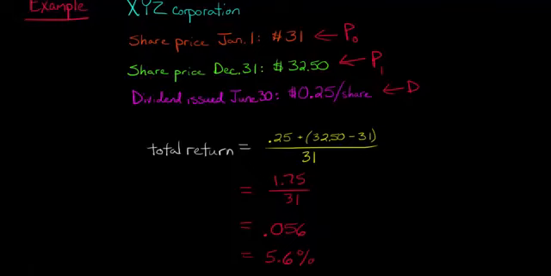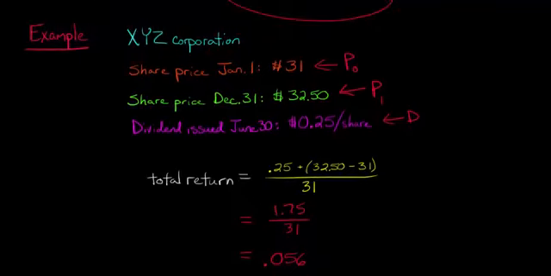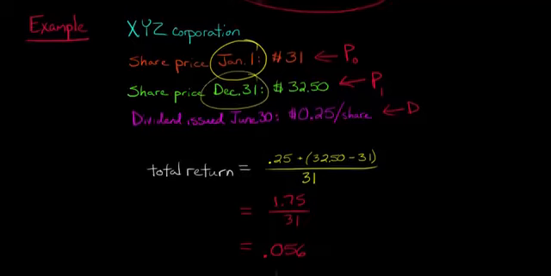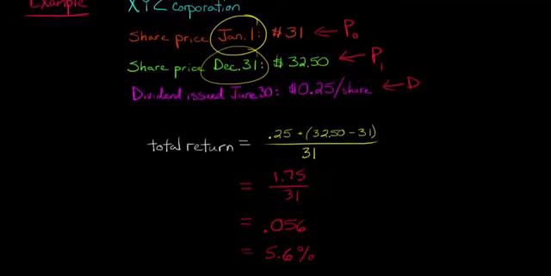So this means if you bought this stock on January 1st and you held it to December 31st of that same year, and we say, okay, look, given these dividends, given the change in the share price, what was your return? What was your total return from owning this stock? And it would be 5.6%.